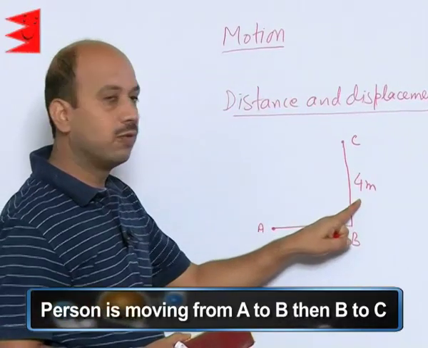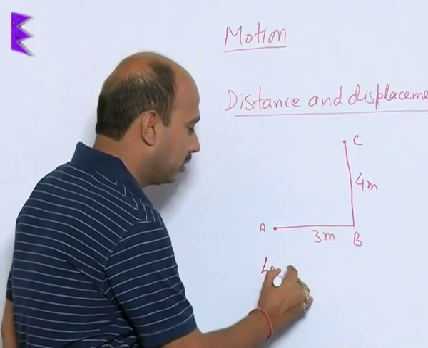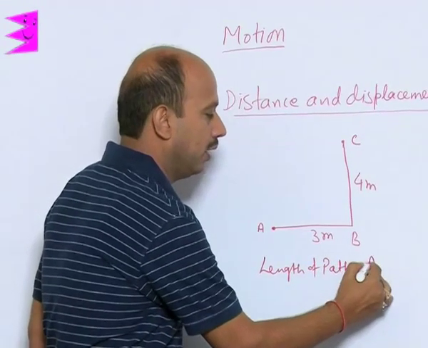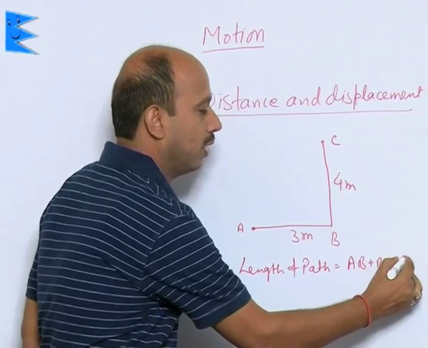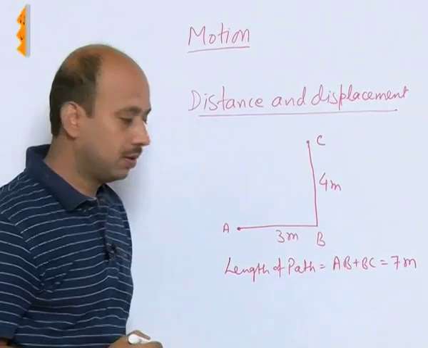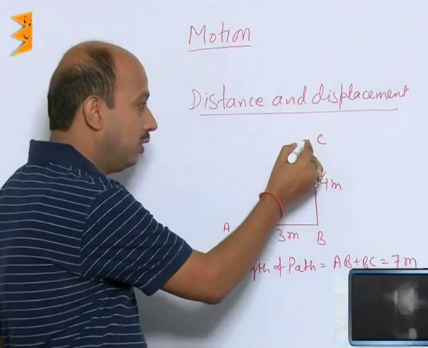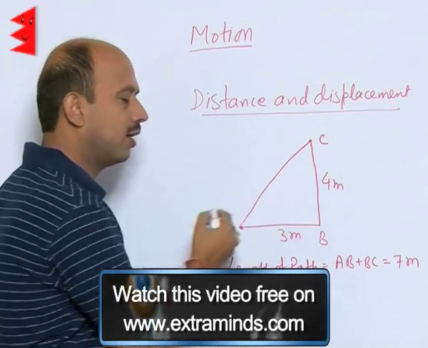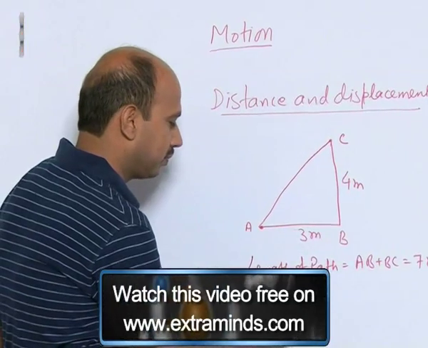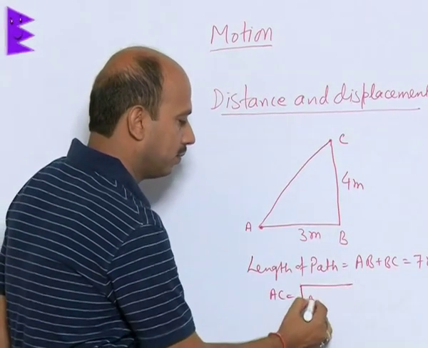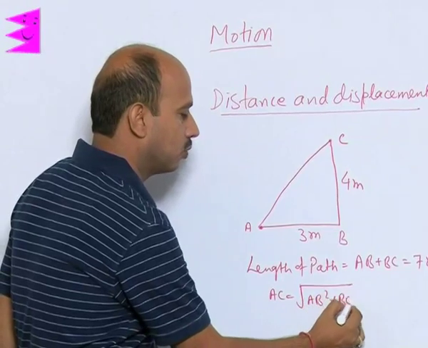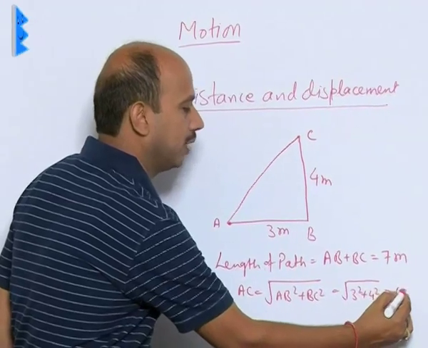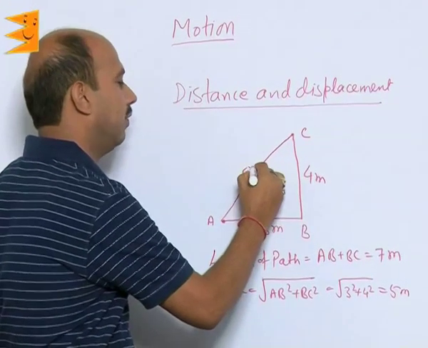This is 3 plus 4. So, the length of path is equal to AB plus BC. So, you can write here 7 meter. But if you see this distance, here I have taken a right angle triangle. So, we can take this as AC directly. If you find AC, AC will be the square root of AB square plus BC square, that will be 3 square plus 4 square, which is equal to 5 meter. So, AC is 5 meter.